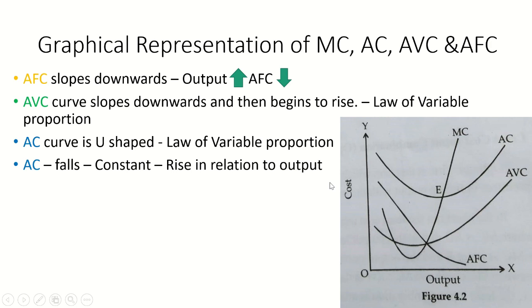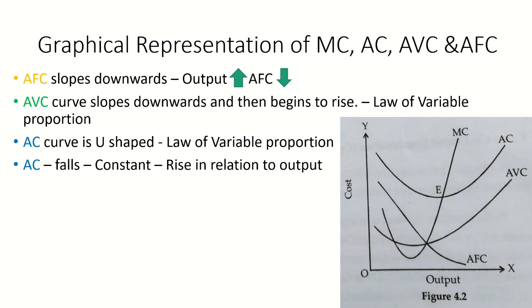We know the law of variable proportion. If one variable is changed or increased continuously, the output will first increase, but after a stage the output will decline. So it's mainly because of the law of variable proportion that the AC first falls, stays constant, and then rises in relation to the output. Okay, so this is the graphical representation.